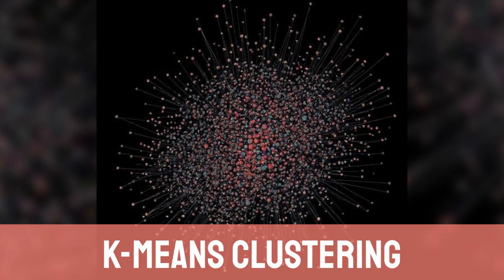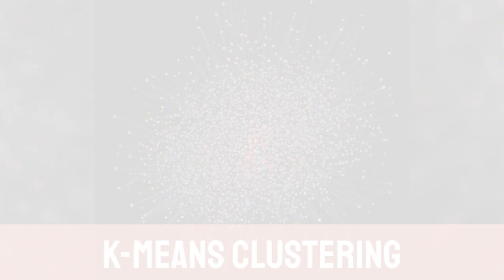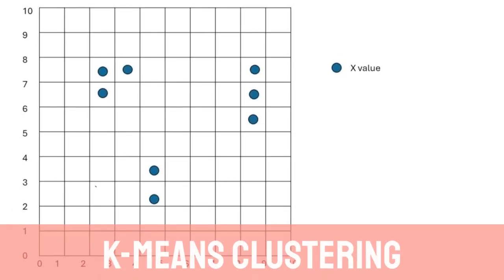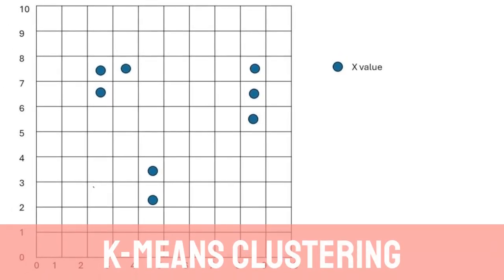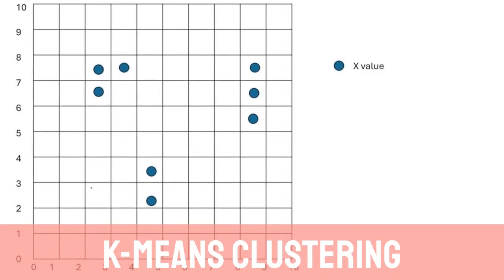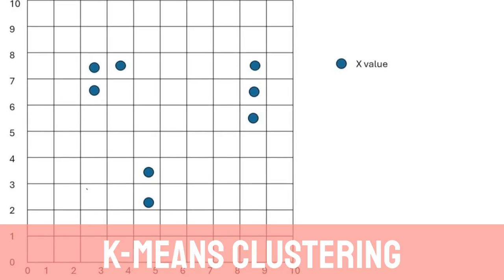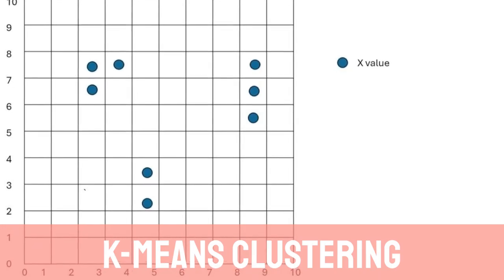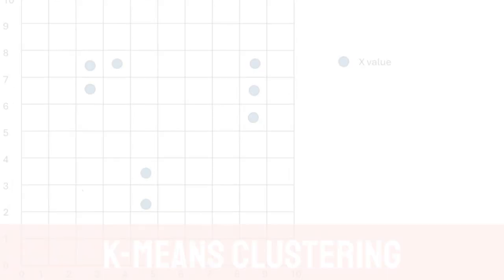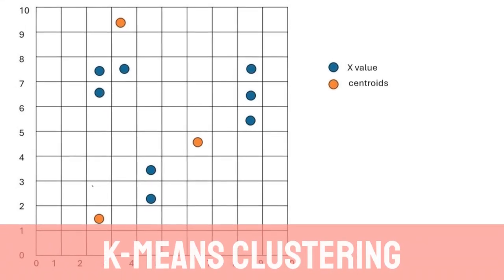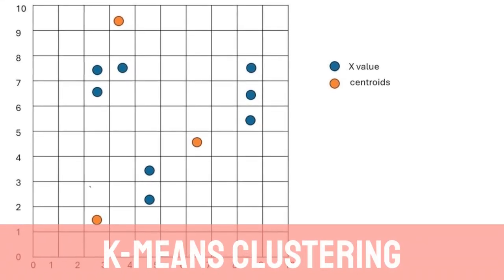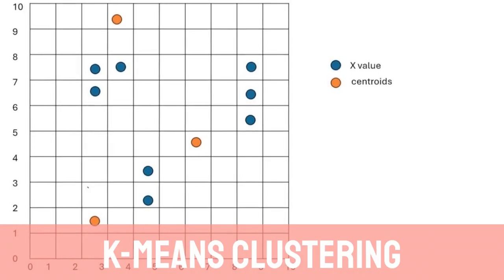Your data's features are turned into coordinates that can be plotted on a graph. This process, called vectorization, converts the characteristics of each data point into a numerical vector. The number of dimensions in the vector corresponds to the number of features. You first decide on the number of clusters you want, which is called k. For example, to create 3 clusters, you set k to 3.